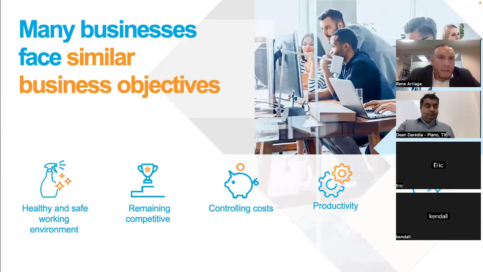Okay. Some of the other slides. So many businesses face similar business objectives, right? Healthy and safe working environments, remaining competitive, controlling costs, productivity. Well, if any of these are their pain points, we're going to hit on how Aflac can help with that particular pain point, right? So productivity. So they're having trouble with productivity. Well, Mr. Business Owner, we know that when you offer an incentive program, it's going to help you to attract better people to be able to find the highest producers. But at the same time, we know that when employee benefits are offered, employee morale increases and often productivity increases.